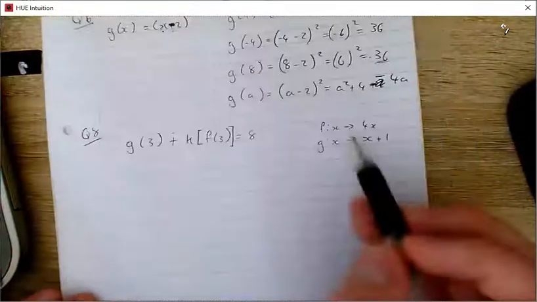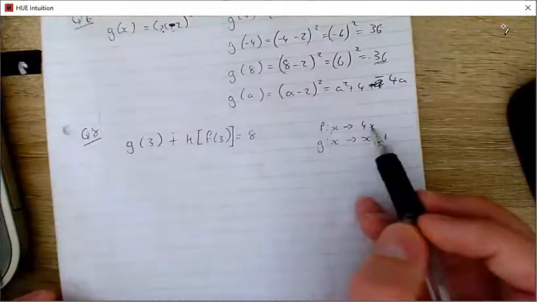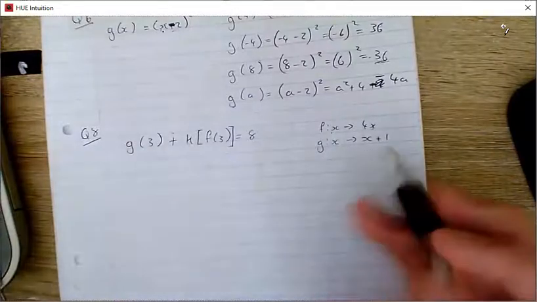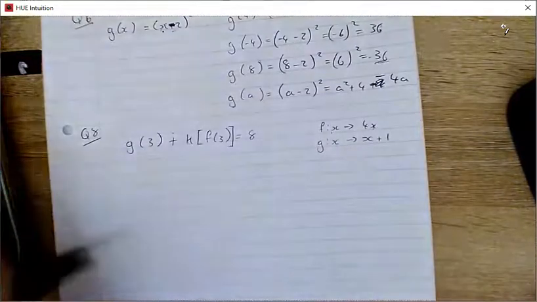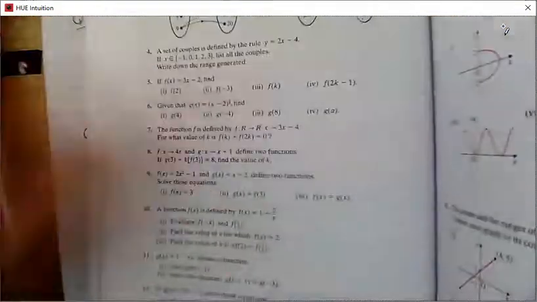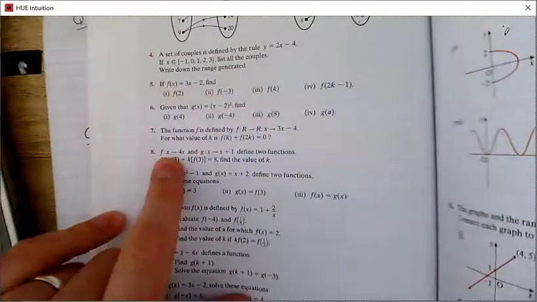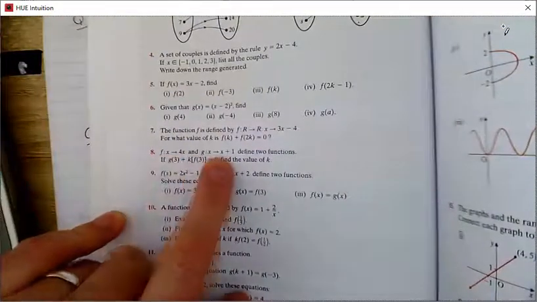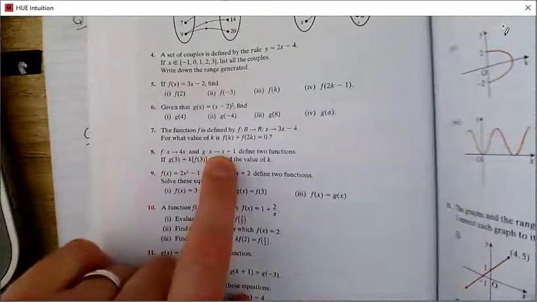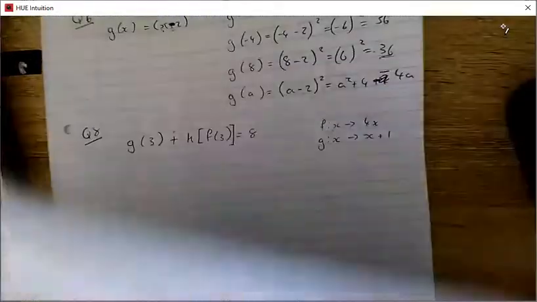Question 8. You've got this function f of x, which is 4x, and this function g of x, which is x plus 1. So this is just slightly different notation for functions. It means the same thing as f bracket x equals 4x, or g bracket x equals x plus 1. Just different notation that they want you to get used to.